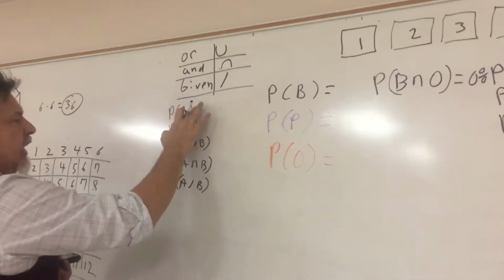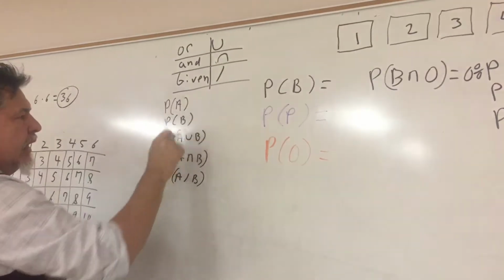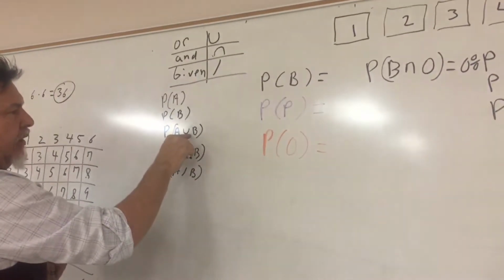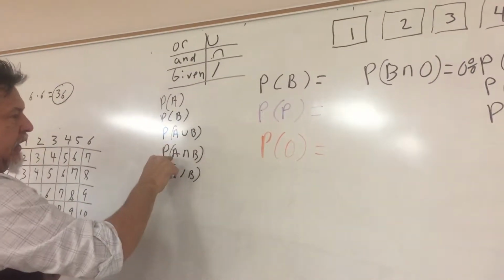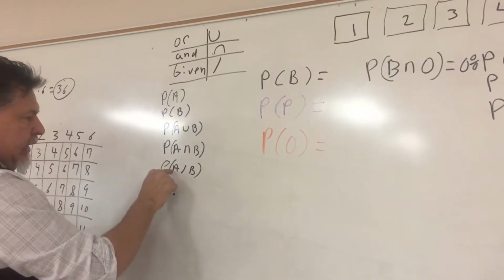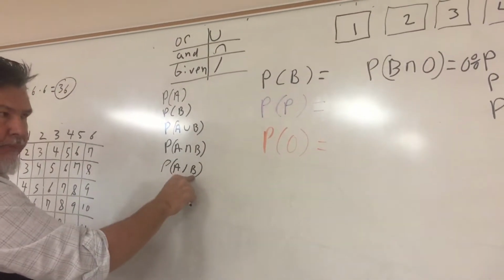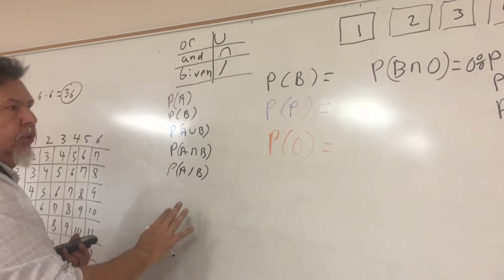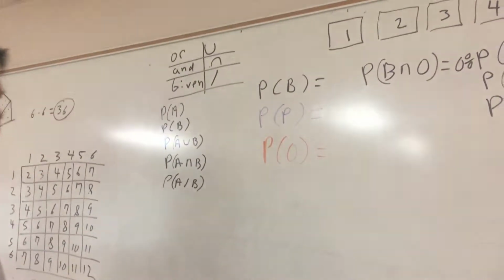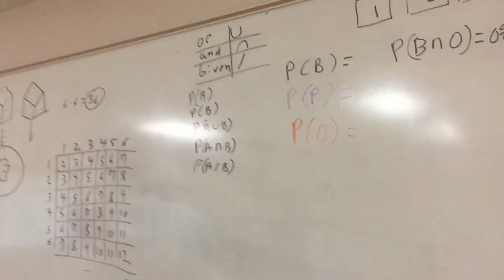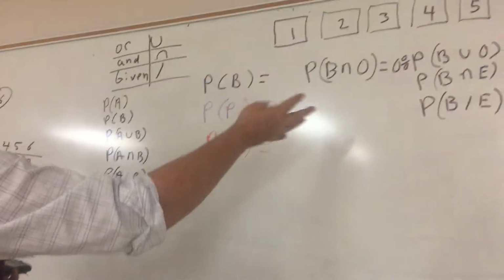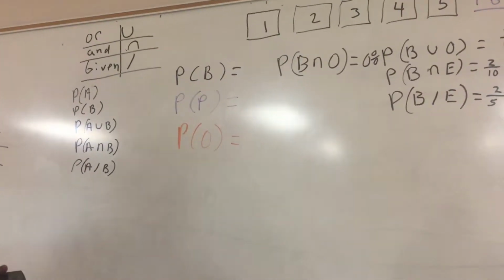So I've got a condition A, I've got a condition B, I can have a condition A or B, a condition A and B, and a condition A given B. So that's kind of the generic rule. Now when we look at probabilities, I was using sevens, I was using heads and tails. Now I'm going to be using something a little different.